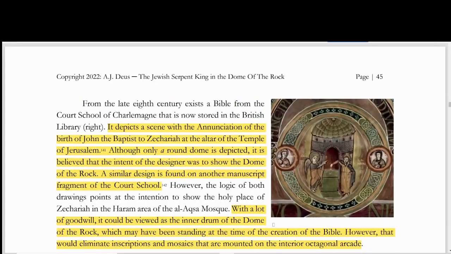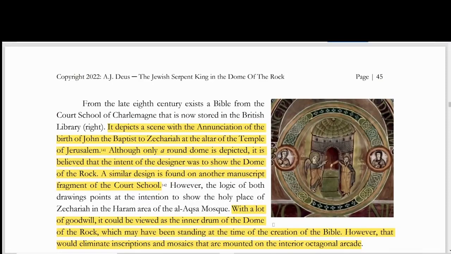Now, from the late 8th century exists a Bible from the court school of Charlemagne that is now stored in the British Library. It depicts a scene with the Annunciation of the birth of John the Baptist to Zechariah at the altar of the Temple of Jerusalem. Although only a round dome is depicted, it is believed that the intent of the designer was to show the Dome of the Rock. A similar design is found on another manuscript fragment of the court school, so we got corroboration there. So this is the late 8th century.